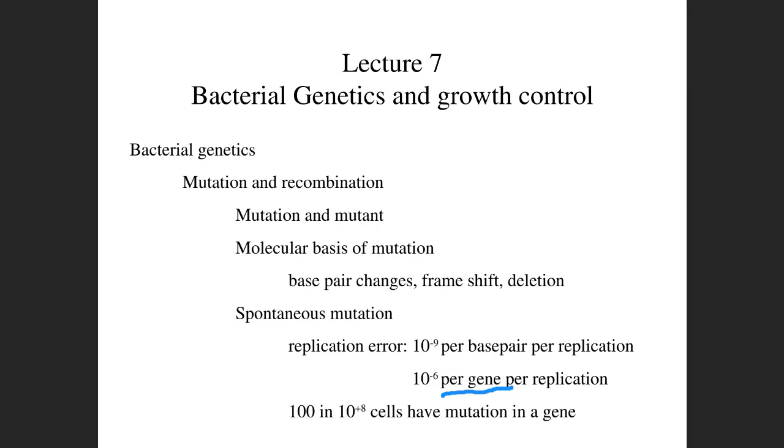So now the frequency per gene is increased, right? I'm sorry, let me step back. We're talking about the frequency, and the spontaneous rate per base pair is 1 in a billion. But because each gene is 1,000 base pairs, the frequency per gene is a 1,000-fold increase, right?